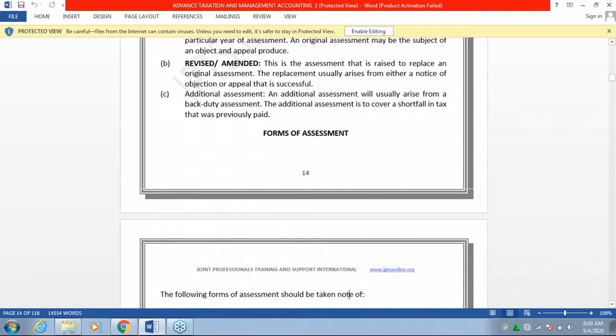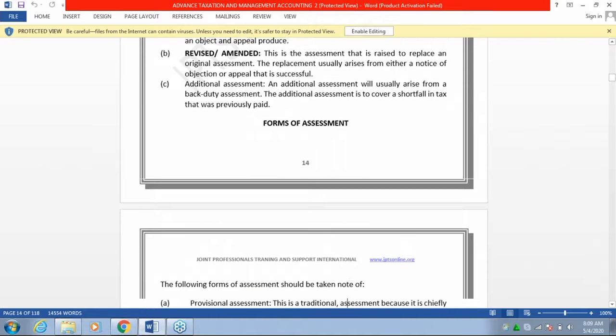Then we have additional assessment. The additional assessment will usually arise from the back duties assessment. And the additional assessment is to cover a shortfall in the tax that was previously paid.